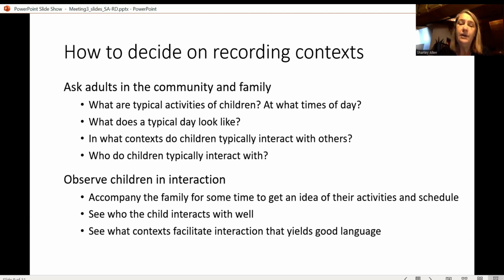And see what contexts facilitate interaction that yields good language. By good, I mean any language, I guess, just speaking contexts that facilitate that the child speaks. So again, the overriding principle, you want the child to talk a lot. Okay, next slide.